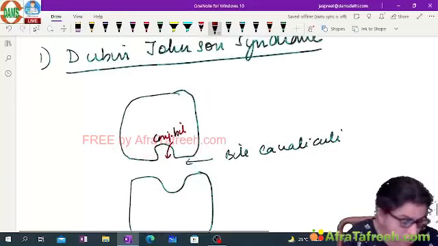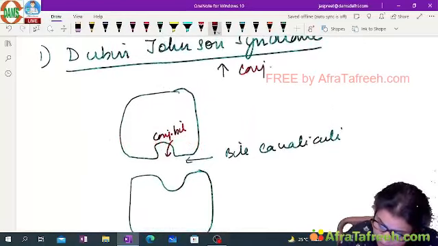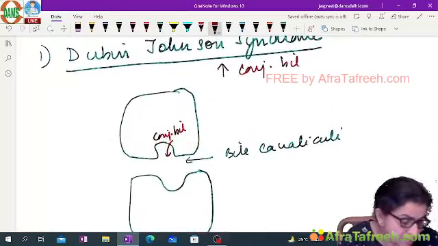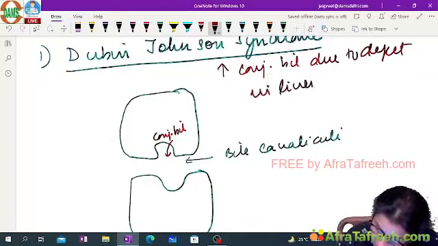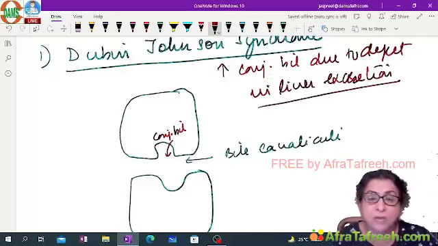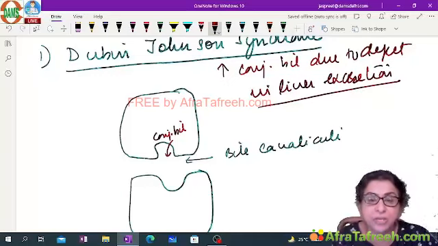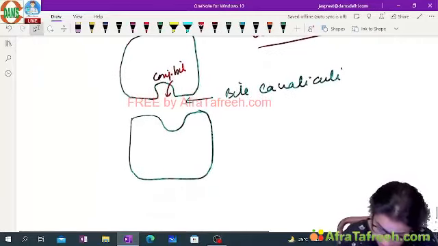Now in Dubin-Johnson syndrome, there is increased conjugated bilirubin due to a defect in liver excretion. The liver is unable to excrete this conjugated bilirubin into the bile canaliculi. Now, what is the cause here?